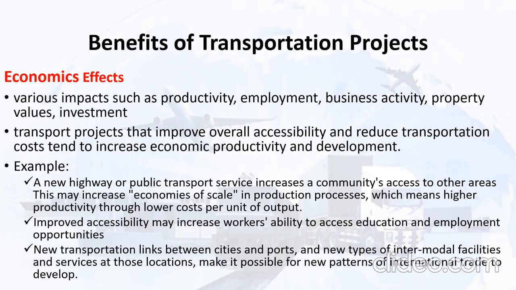For example, here, a new highway or public transport services increase a community's access to other areas. Then this may increase economies of scale, meaning the more goods are produced, the lower the production cost, meaning higher productivity and lower cost per unit of output. Another example is improved accessibility may increase workers' ability to access education and employment opportunities. And example number three is new transportation links between a city and ports, and new types of intermodal facilities and services at those locations, make it possible for new patterns of international trade to develop.